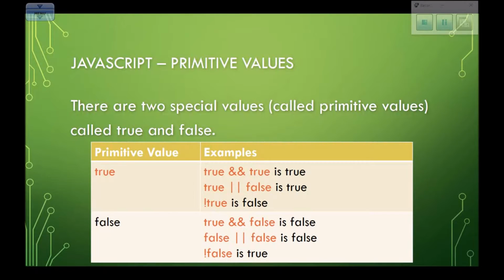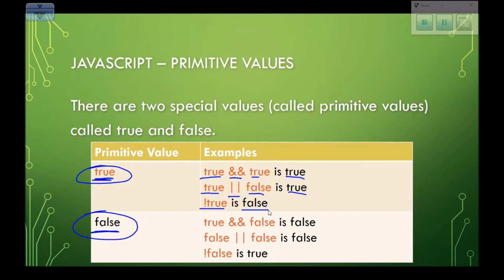Now, in JavaScript, there are 2 primitive values. One of them is true, and the other is false. Now, there are more primitive values, but these are the ones that I care about right now. So true, I'm going to use the word true, lowercase. False, I'm going to use the word false, lowercase. And for example, things we already know, true and true is true. True or false is true. Not true is false. Okay, so there's my not, my negation.